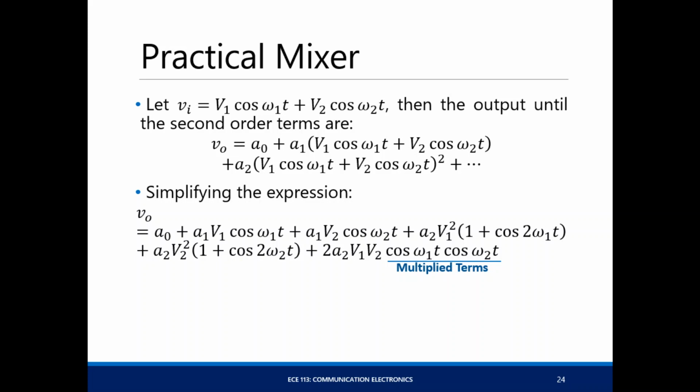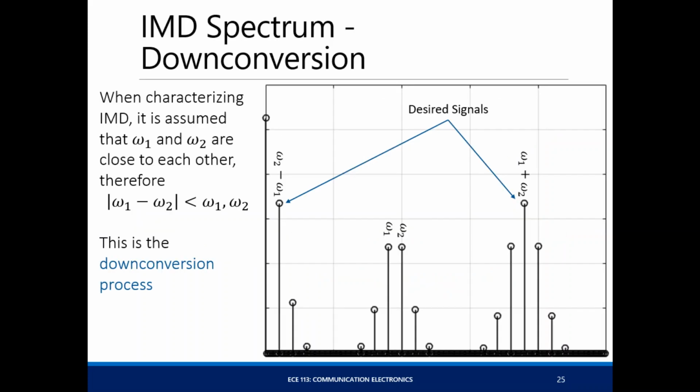So we have done this before. So we get this equation and we simplify that expression. Okay, we have some terms that are multiplied with each other. Right? So if we look at the IMD spectrum before, right? So it is assumed when we're solving the IMD, omega 1 and omega 2 are close to each other. Therefore, their difference is less than what they are.